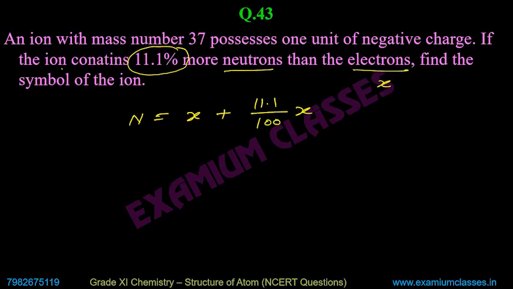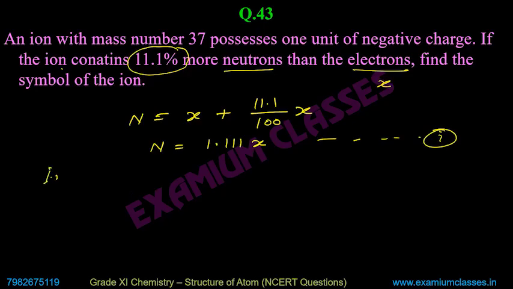This will be the relationship, meaning neutrons will be 1.111x. So this is the first relationship you got. You can use this formula, and the number of neutrons.